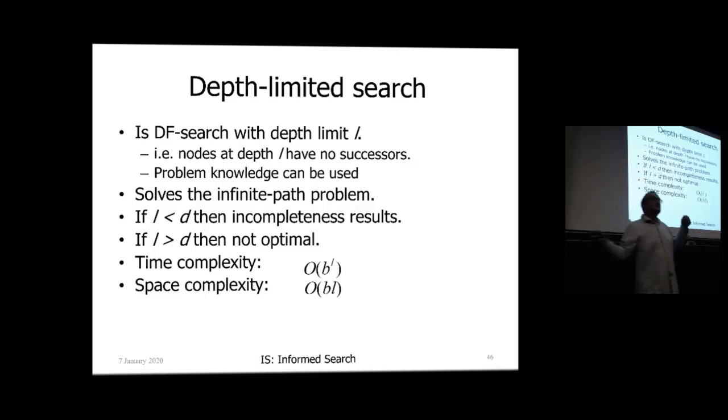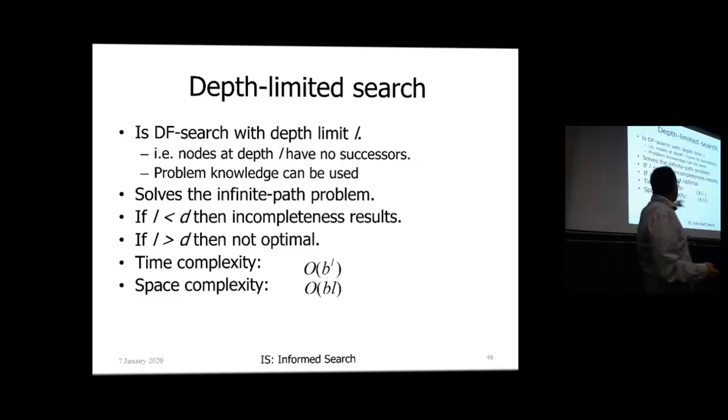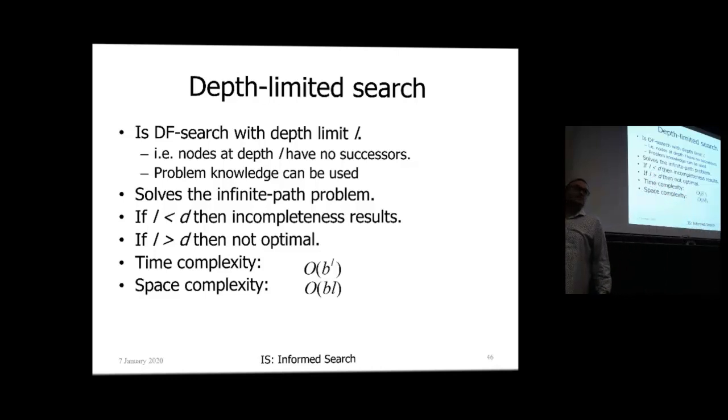But if the solution is after my L steps, then the algorithm is not optimal. So it doesn't buy us that much. The time complexity is, of course, up to the length, so we have to expand the full tree. And the space complexity is smaller up to the length. We only have to have those that are relevant in memory.